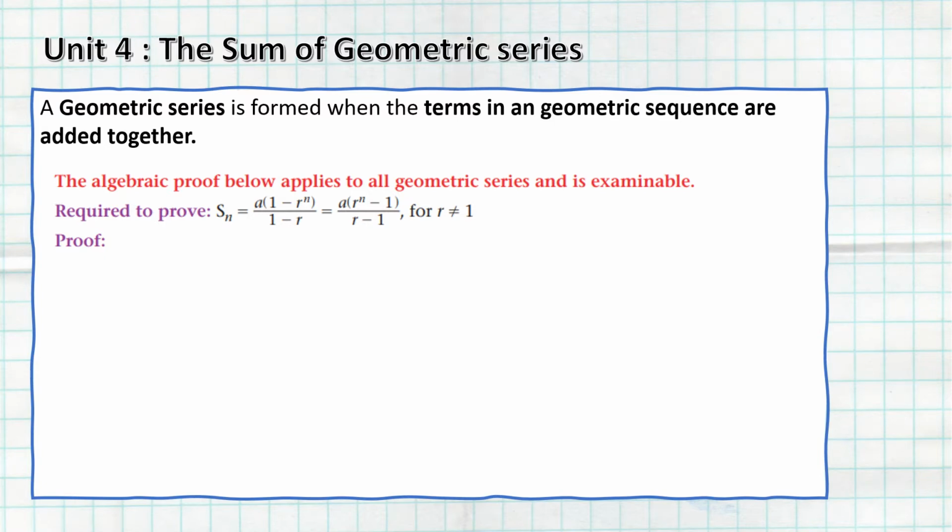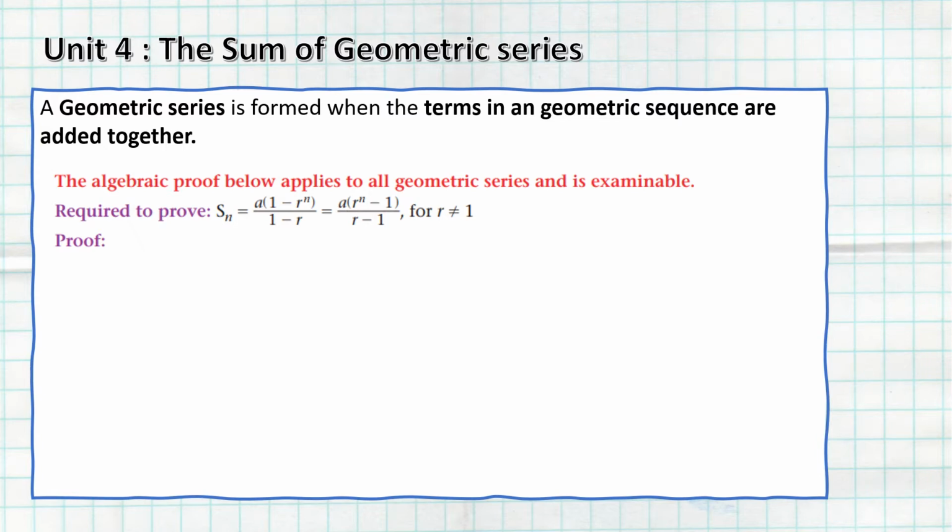So they can actually ask you to prove that the sum of n terms of a geometric series is a into 1 minus r exponent n over 1 minus r. Or they can say prove that the sum of n terms of a geometric series equals a into r exponent n minus 1 over r minus 1.